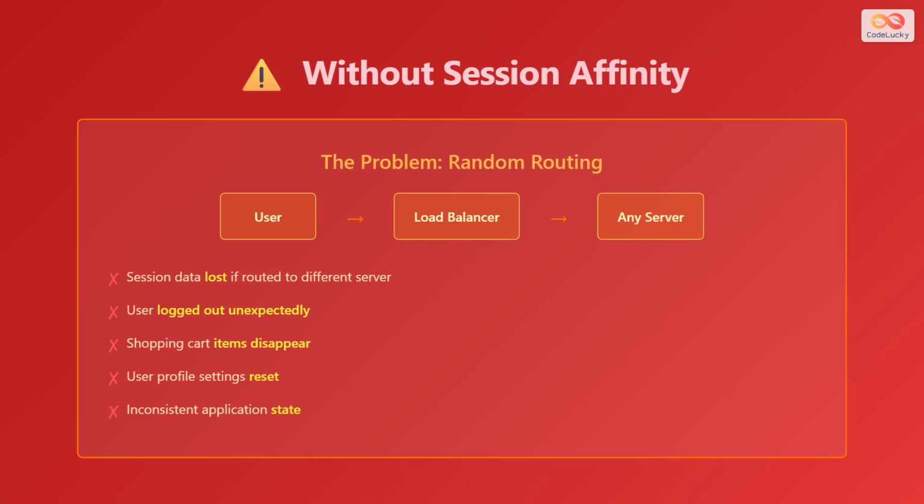Let's imagine a scenario without Session Affinity. A user makes a request to a load balancer, which randomly routes it to any available server. On the first request, the user logs in and their session data is stored on server A, but on the next request, if the load balancer routes to server B, the session data is lost. The user gets logged out unexpectedly. Their shopping cart items disappear. User profile settings reset. This creates an inconsistent and frustrating experience.